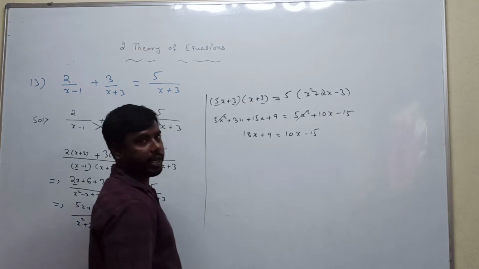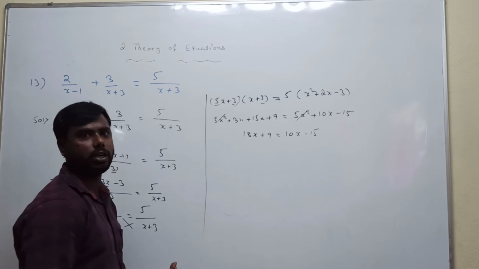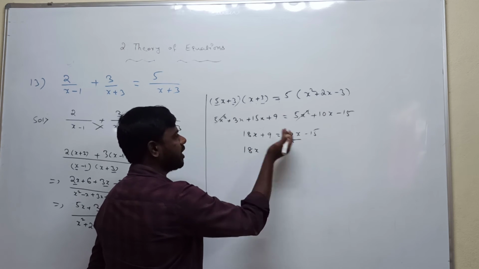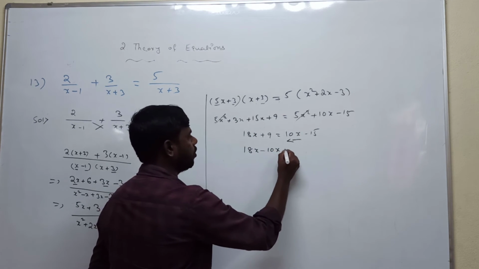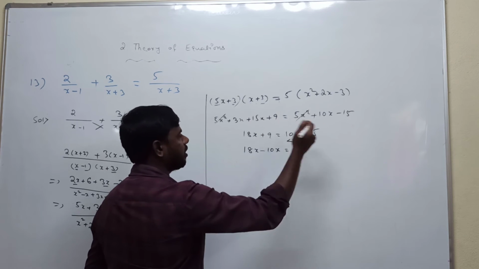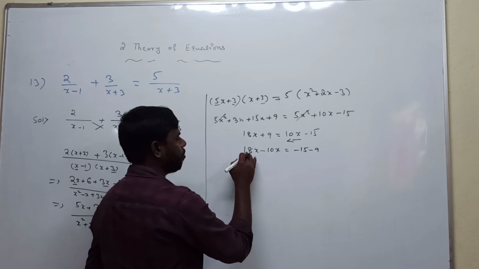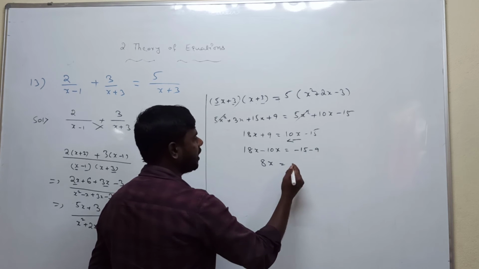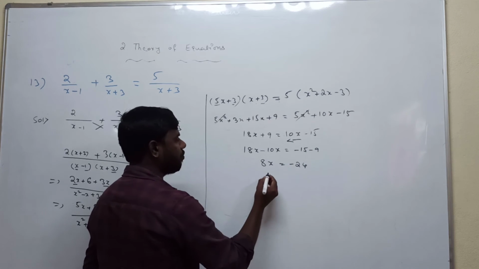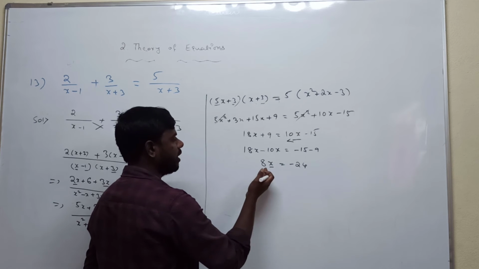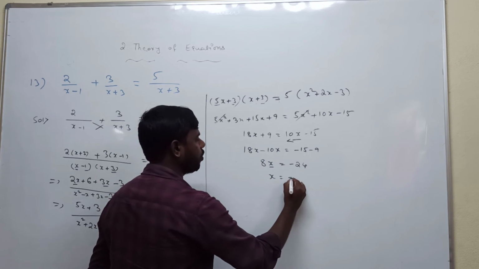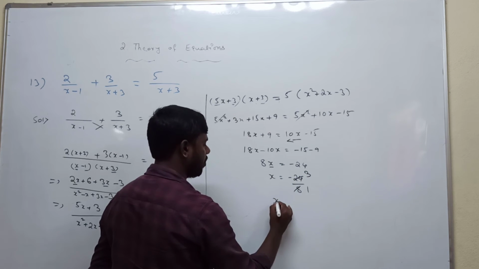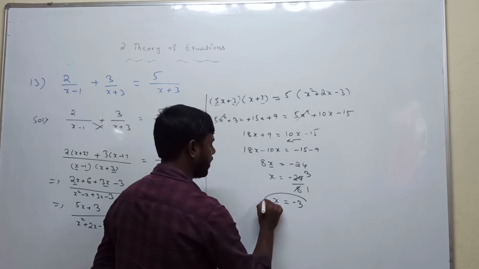Next, take the x variable to one side and the constant values to the other side. So the 10x, the x variable, we take to the left side: plus 18x minus 10x is equal to minus 15, plus 9 taken to the RHS, so we get minus 9. So plus 18x minus 10x is plus 8x is equal to minus 15 minus 9, which is minus 24. Finally you want only the x value, that's why 8 goes to the denominator. So x is equal to minus 24 by 8. 8 ones are 8, 8 threes are 24. So finally we got the answer: x is equal to minus 3.